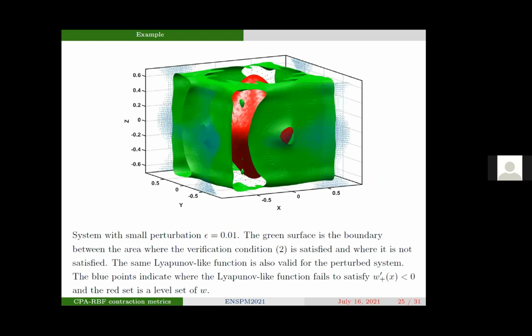For the small perturbation, you see the contraction metric is still good. The green surface is a little modified. You can see it up here and down here, and also a little visible in this area, but it's still very good and almost the same as before. And the Lyapunov-like function also works well. The failing points increase a little, but that does not stop us from using the same Lyapunov-like function. And the level set changes, but it is still good and inside a suitable area.